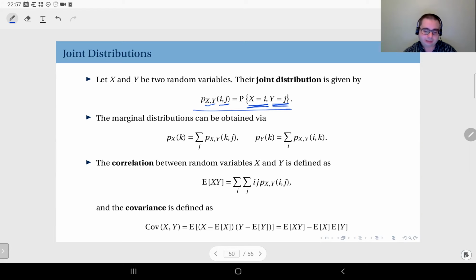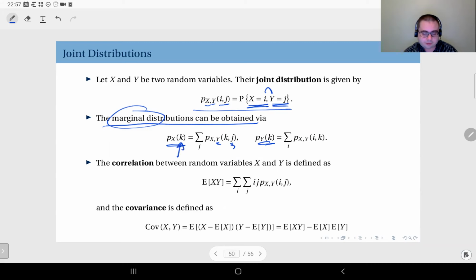So this is essentially an intersection event: X equals i, and at the same time, Y equals j. Now from this, we can obtain the marginal distributions. Marginal means the distribution of X just by itself and Y by itself. And we can obtain these by adding the joint distribution over all possible values that Y can take here.